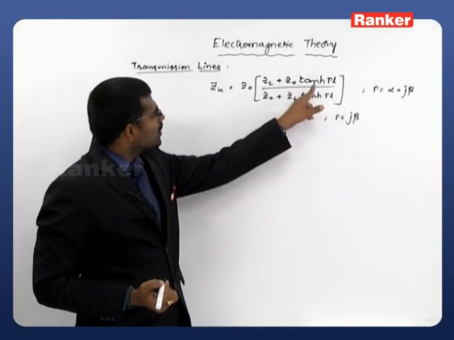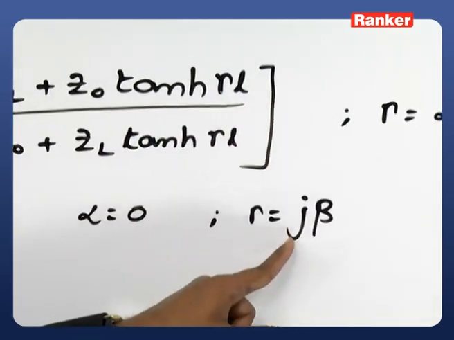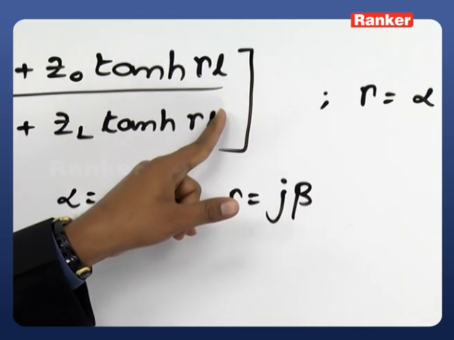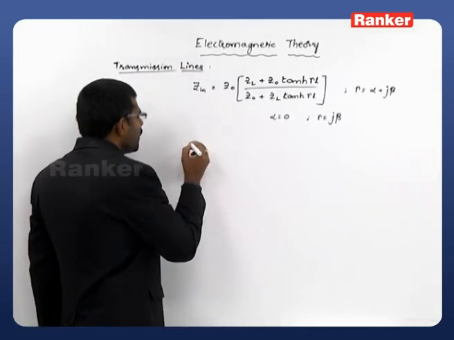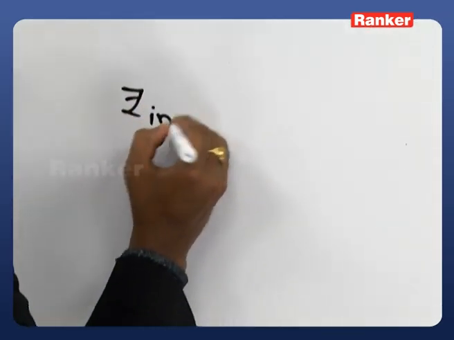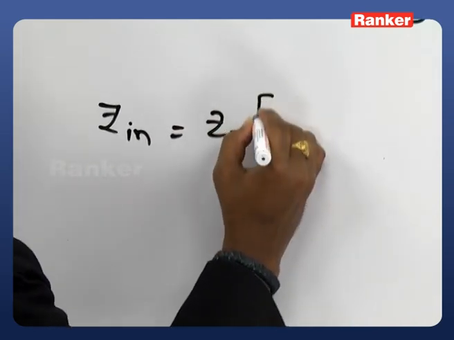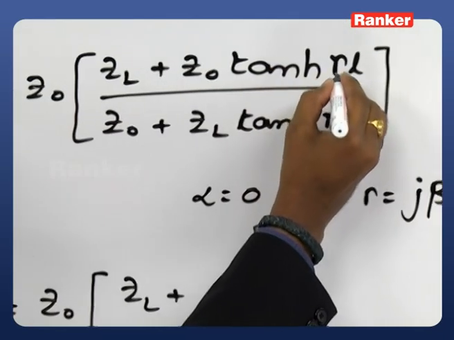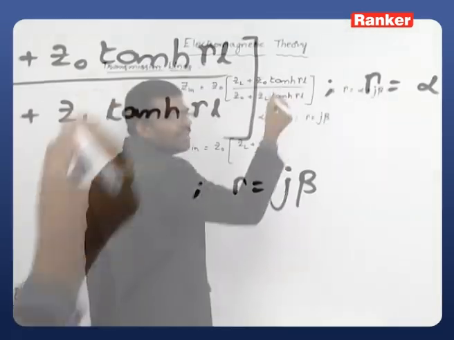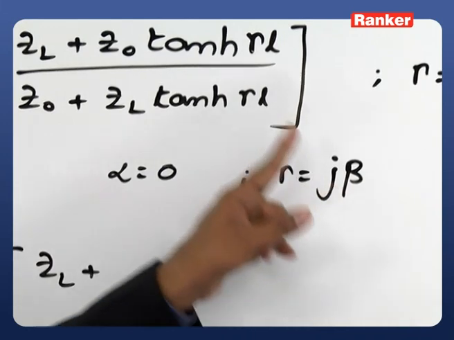Now if you substitute tan gamma L here, what you will get is a tan hyperbolic function of jβL. So with your trigonometric relation you can simplify this one as Zin is equal to Z0 multiplied with (ZL plus Z0 tanh) divided by... Instead of gamma I am writing jβ, and L is also there, this is jβL.